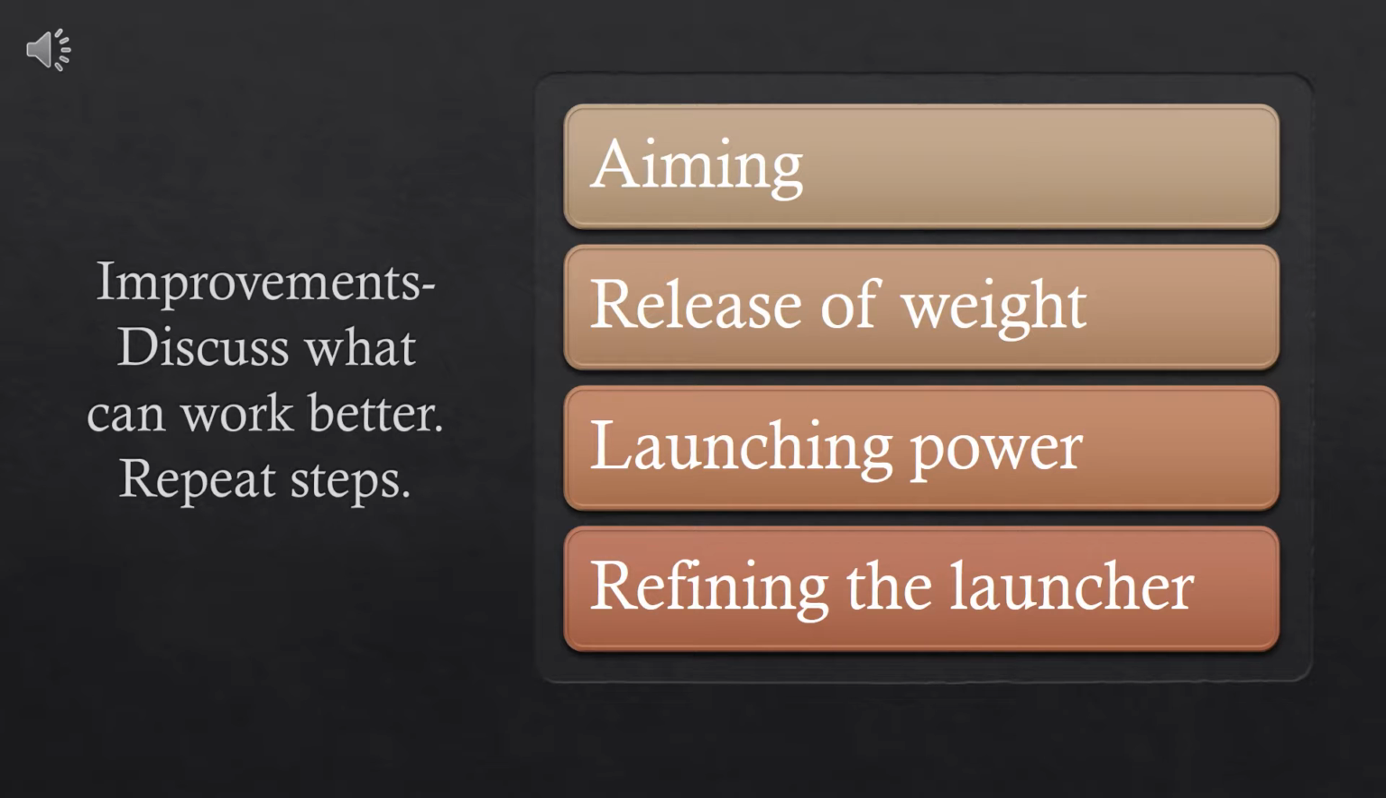And in addition, in the release of weight and the launching power, we could still have some improvement. We rely on human power too much on these two parts, so we should make a better design to make them not rely on human power, but rely on the launcher itself. And the launcher itself could be better because it looks very unstable, and every time we reload, it seems like it could be destroyed at any time. So we should make a stabler structure for the launcher.